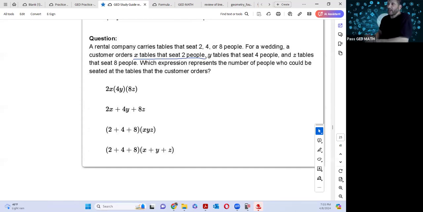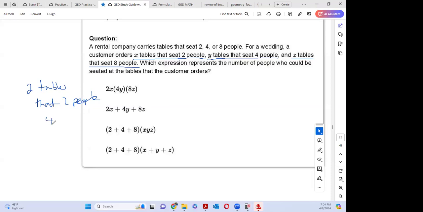Again, identify your givens. y tables that seat 4 people, z tables that seat 8 people. So let's put this in common sense terms. I have a table that seats 2 people. If I have 2 tables that seat 2 people, how many guests can I seat?